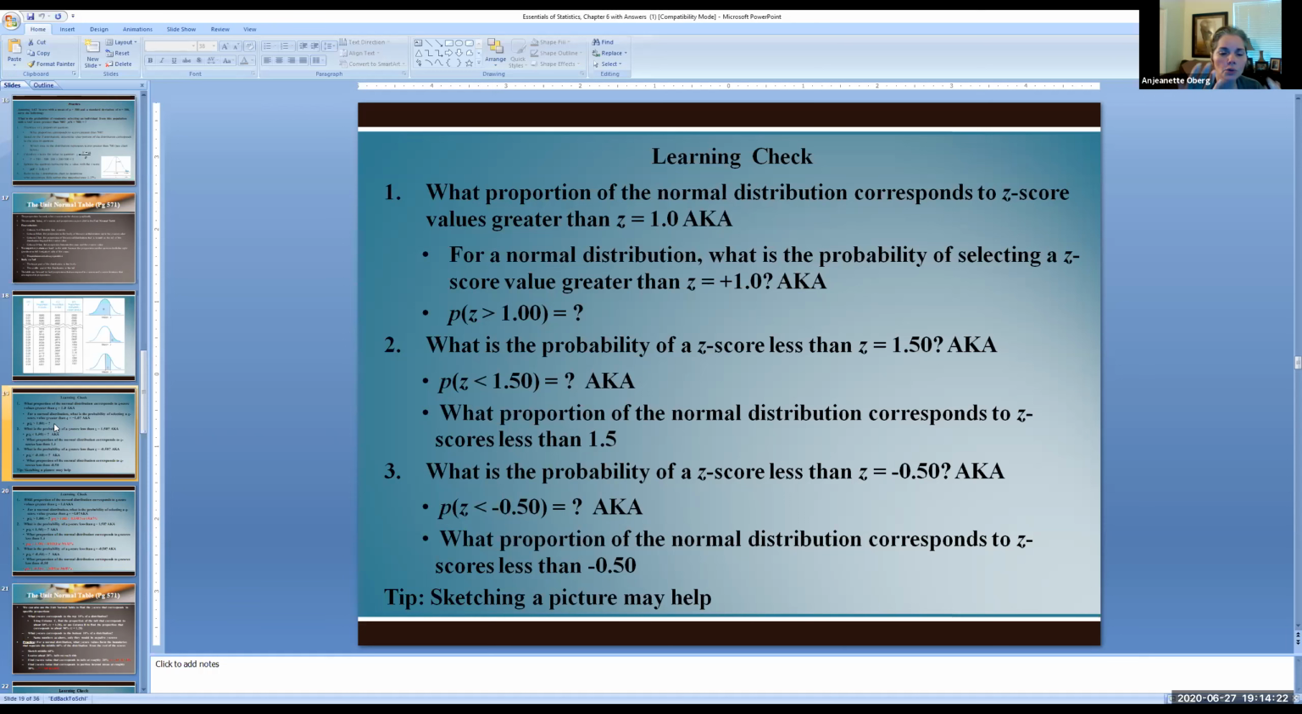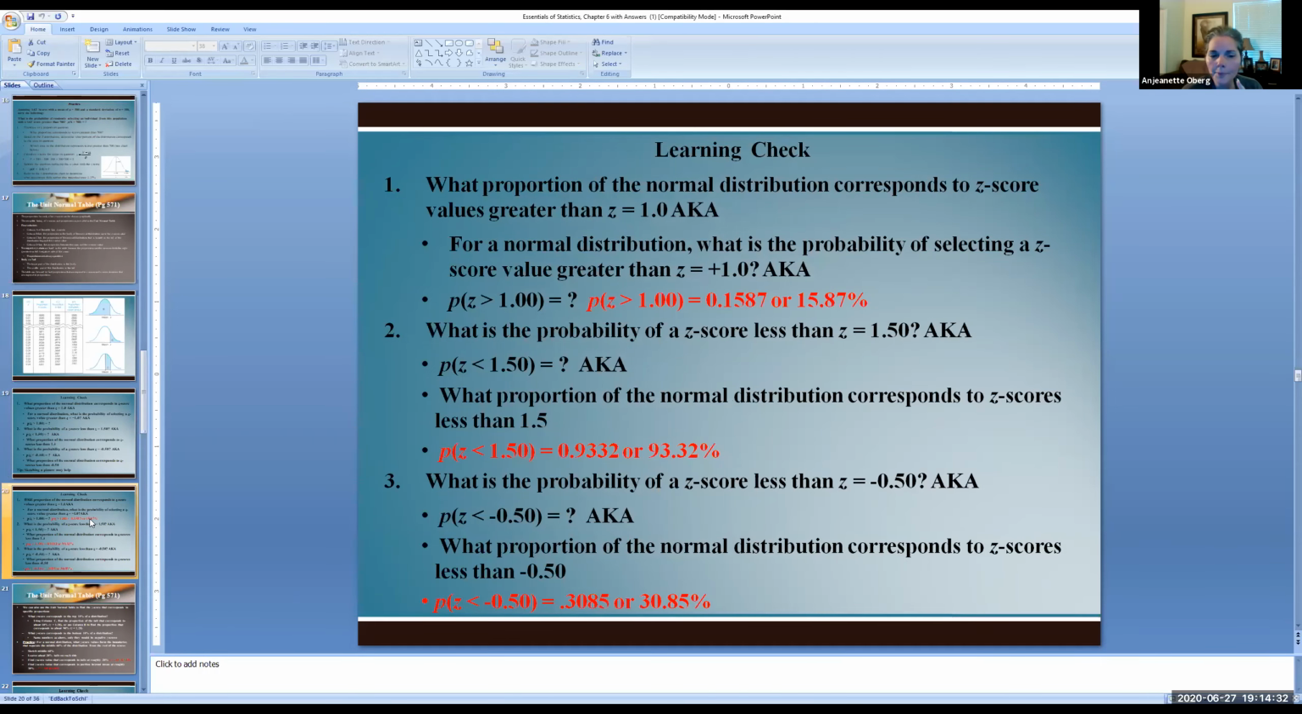Okay, assuming that you are now ready to come back and you're refreshed and ready to look at these answers, let's talk a little bit, okay? So what proportion of the normal distribution corresponds to a z-score with values greater than z equals 1? Okay, so we're looking at greater than z equals 1.